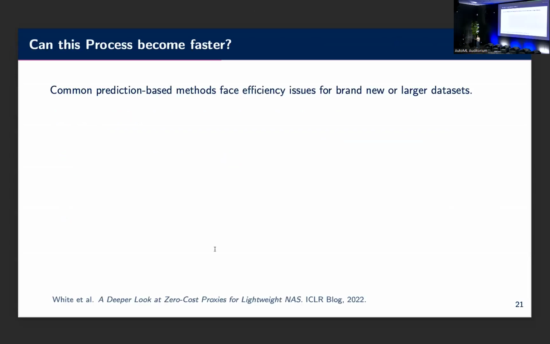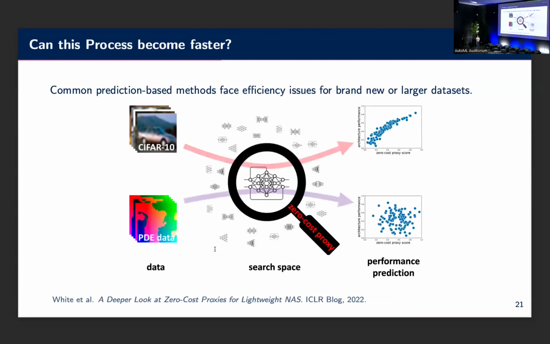And that's where the fun part comes in. So can we make this process any faster? What happens if we want to work with a larger dataset, a new dataset we have not explored before? Do we really want to train again hundreds of architectures? No, we want to use the so-called zero-cost proxies. And that's what we will talk about today.